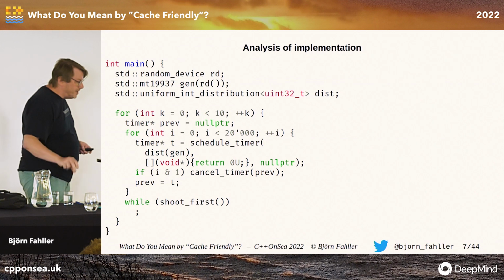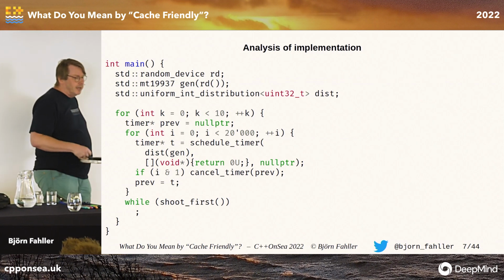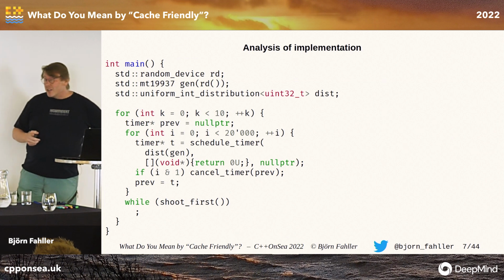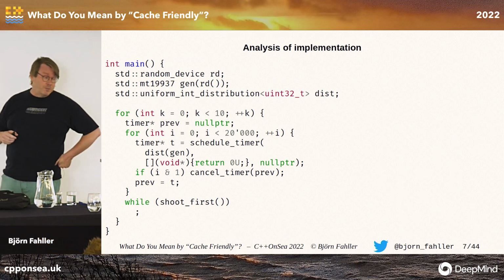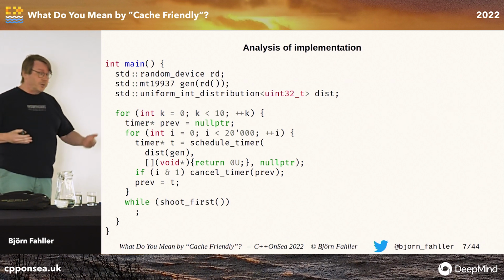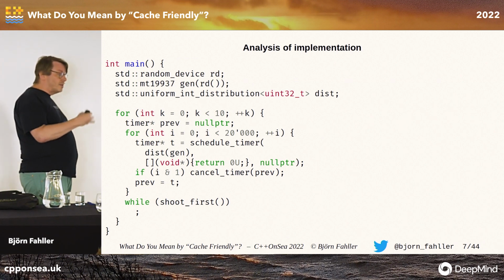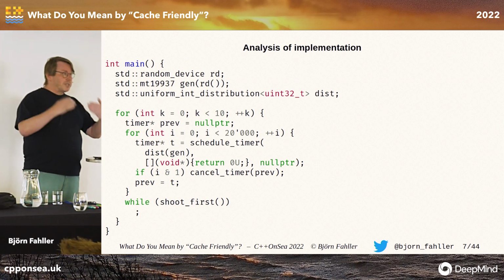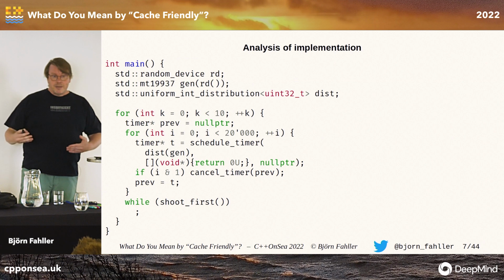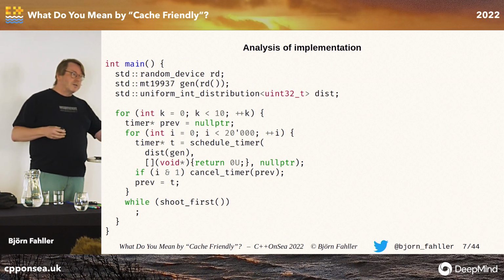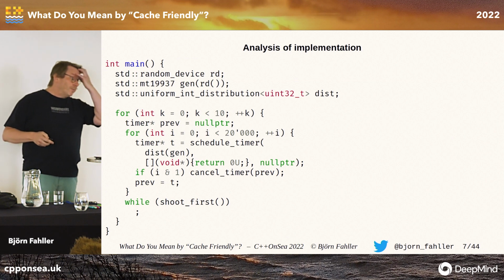So, in analyzing this, I wrote a program. I really don't want to call this a benchmark, because a benchmark is supposed to be a fair representation of real-world use, and this is not it. This is just something that I'm trying to explore. What are the memory access patterns, the cache access patterns of operations on this timer?